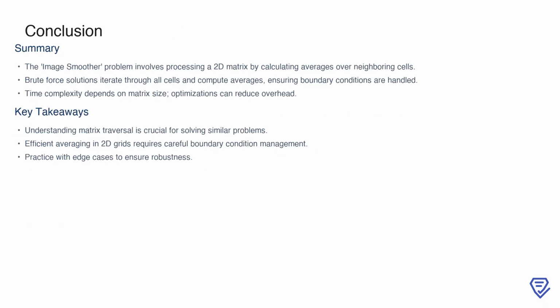Great job working through this problem. To summarize, we explored the image smoother problem, where we processed a 2D matrix to compute averages for each cell based on its neighbors. We discussed boundary conditions and the importance of efficient traversal. Remember to keep practicing similar problems to strengthen your skills.